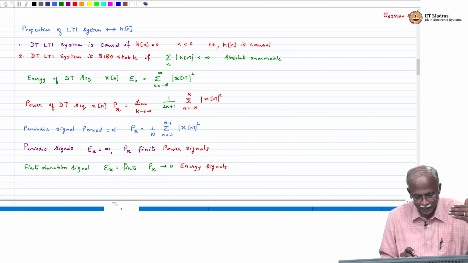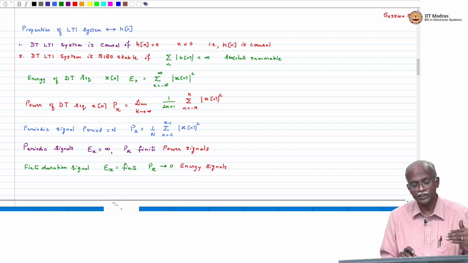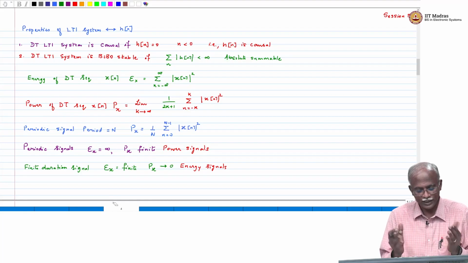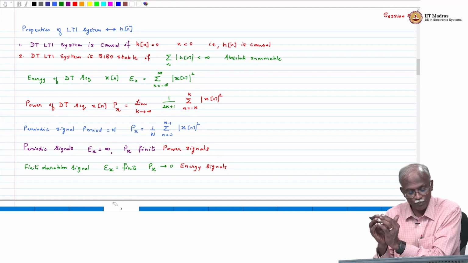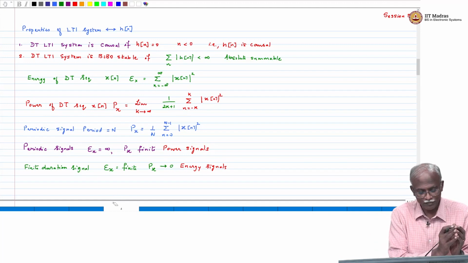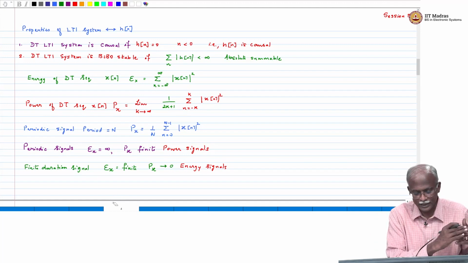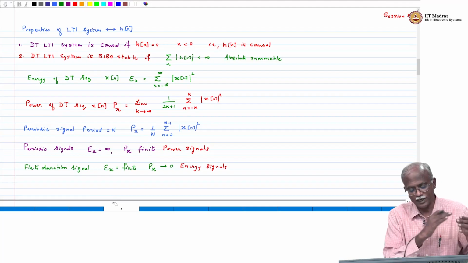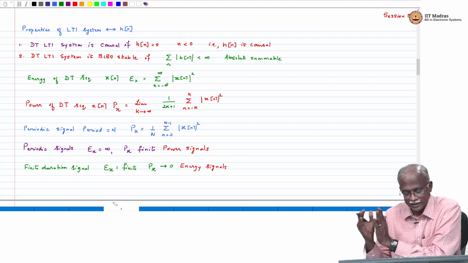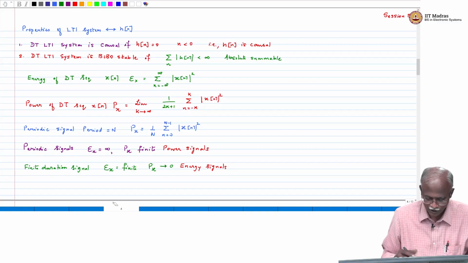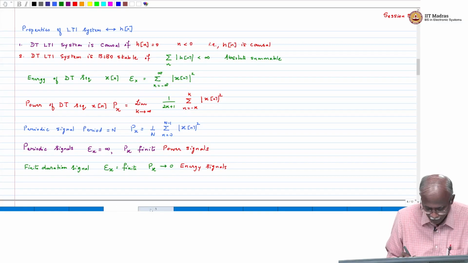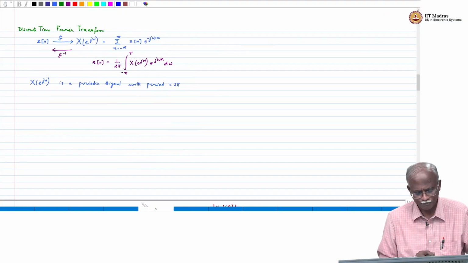Then we define the energy of a sequence, the power of a sequence, what is the power of periodic signals, and then we also said that if you have a periodic signal, then we will have a finite power, but the energy will be infinity. On the other hand, if you have a finite energy signal, the energy will be finite and the power will be zero. These are called energy signals. So this is some terminology that we had introduced last time.